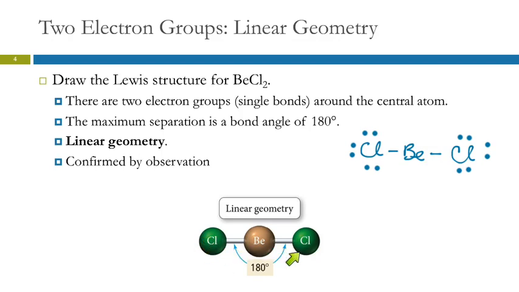Does that make sense? And then we talk about a bond angle. The bond angle is from one atom to the central atom to the other atom. And here the bond angle is 180 degrees. It's a straight line. So we say that this is a linear geometry. The 3 atoms line up. They make a line. This is confirmed by observation. Beryllium dichloride does have this shape. It's linear. Any questions?